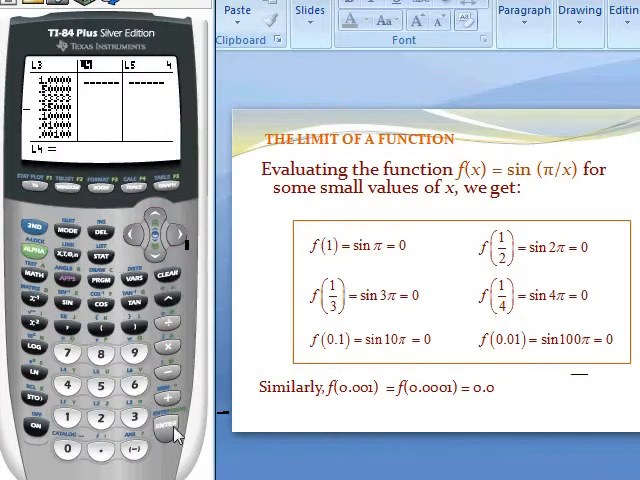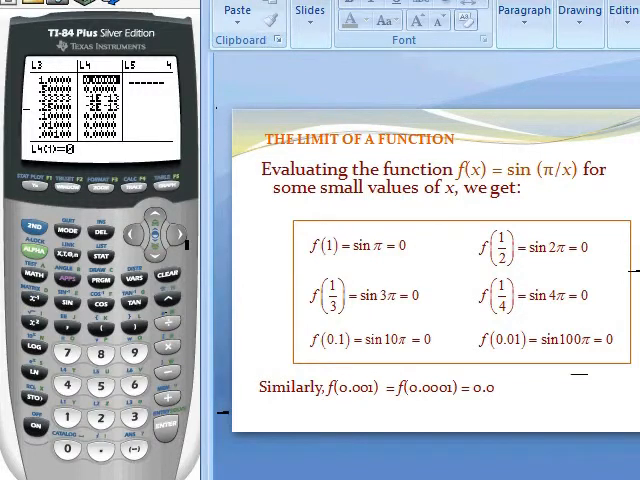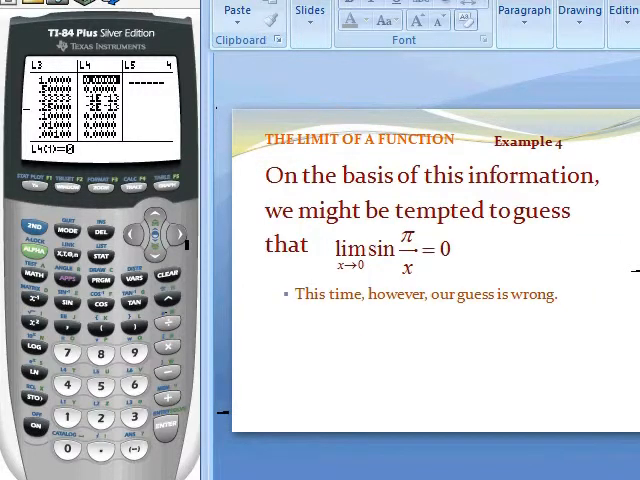All right, so let's push enter. I'm going to enter sine of pi, second pi, divided by L3, which is second 3. Push enter. Guess what? It is correct. So I calculated those right. I get zeros. All right. Well, is the limit 0? No, it isn't. This guess of 0 is not right.